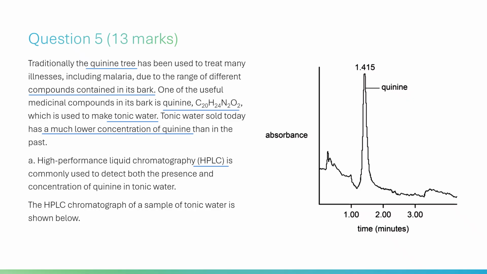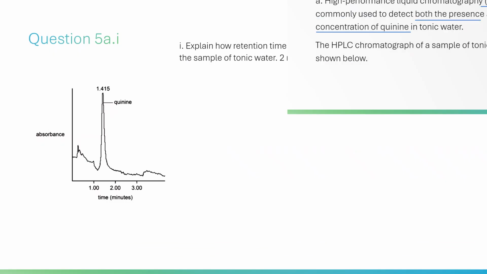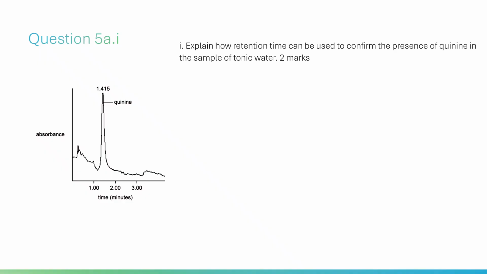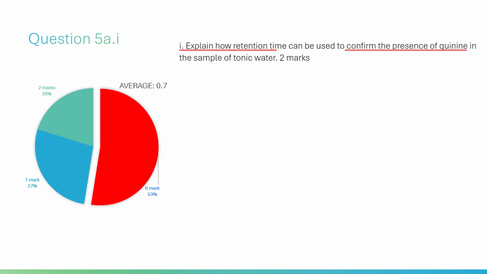High-performance liquid chromatography, HPLC, is commonly used to detect both the presence and concentration of quinine in tonic water. The HPLC chromatograph of a sample of tonic water is shown below. Explain how retention time can be used to confirm the presence of quinine in the sample of tonic water. 2 marks. It is a typical question about HPLC.